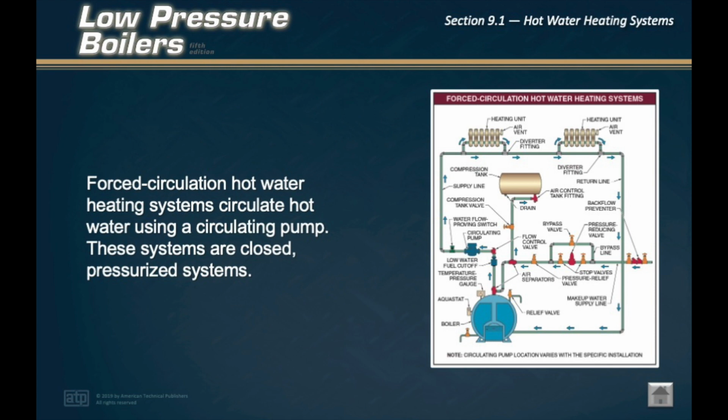A forced circulation hot water heating system is a closed pressurized system that circulates hot water using a circulating pump. The low water fuel cutoff shuts the burner off in the event of a low water condition. The water is then routed through the flow control valve that opens and closes automatically to prevent natural circulation in the hot water heating system when the circulating pump is not operating.